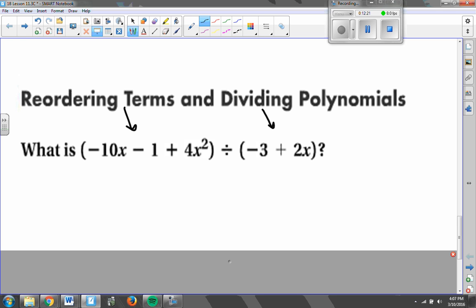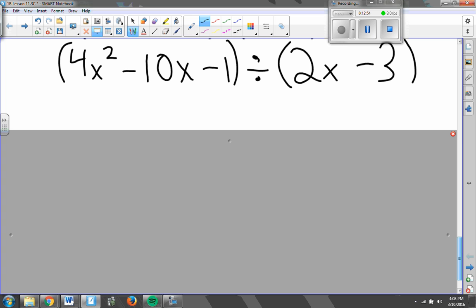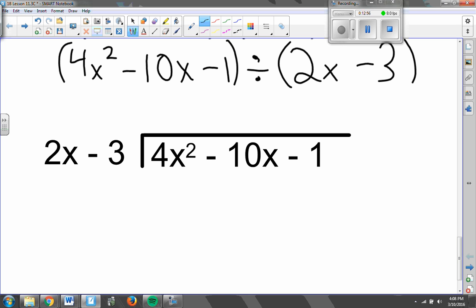So in this first polynomial, I need to start with 4x squared because that is the highest exponent. Then obviously I will go to a minus 10x because there's still an x on that one. And then I'll end with a minus 1. And I'm dividing all of that by 2x because that has an x, and then a minus 3 because that one does not. Okay, so we need to rewrite things in standard form before we can divide. Otherwise, all of our numbers will get messed up, and things will not work out the way they're supposed to. So now that I have that division problem, now we have this, and we can do our division process.